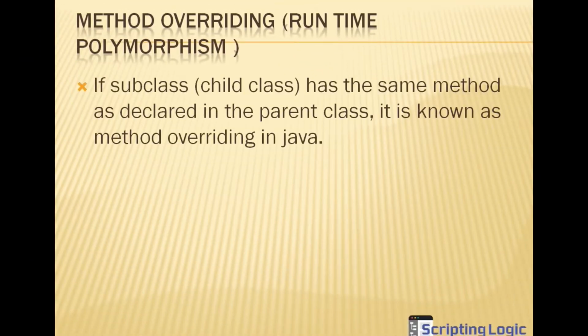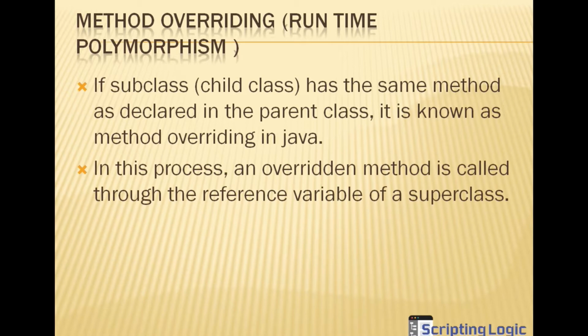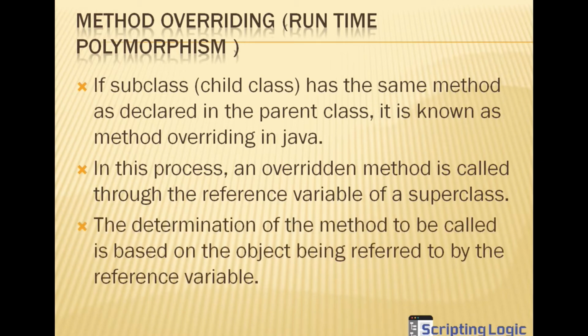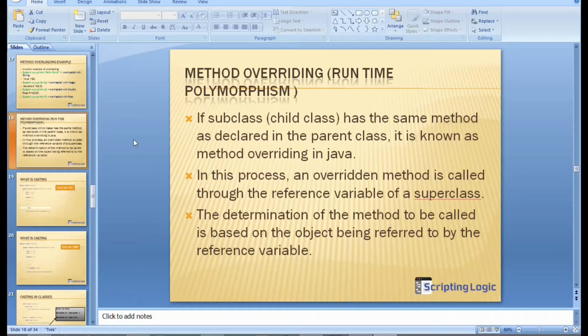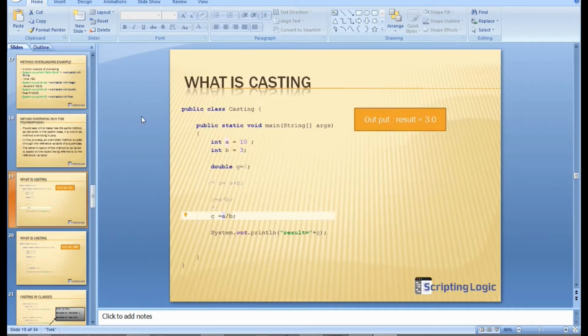If a subclass has the same method as declared in the parent class, it is known as method overriding in Java. In this process, an overridden method is called through the reference variable of the superclass. The determination of the method to be called is based on the object being referred by the reference variable. So it looks so much technical. Let's try to simplify this. Okay. So first, we are going to learn what is casting, right? For that, we have a simple example with us.